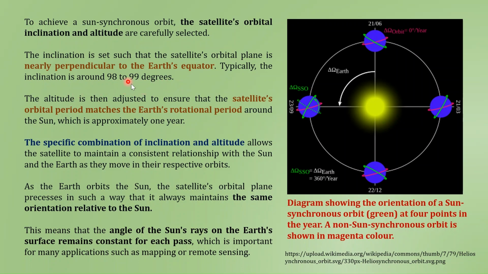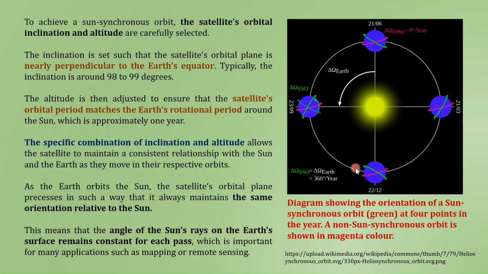The altitude is adjusted to ensure that the satellite's orbital period matches the earth's rotational period. Now we can understand this from this diagram. Here we can see the position of earth throughout the year.